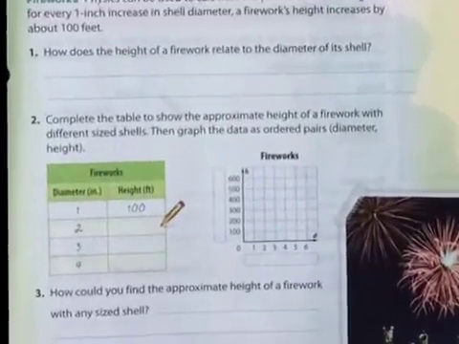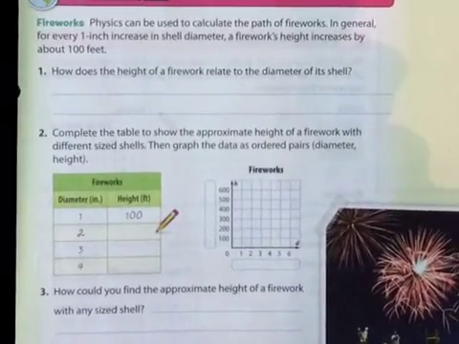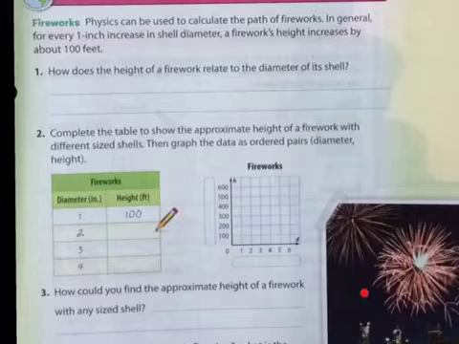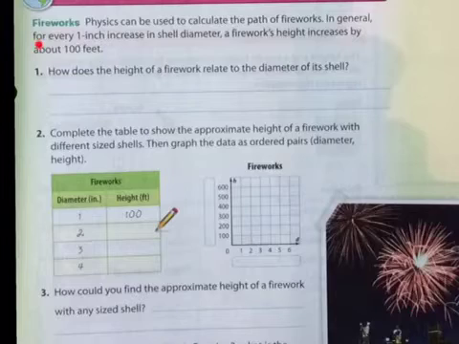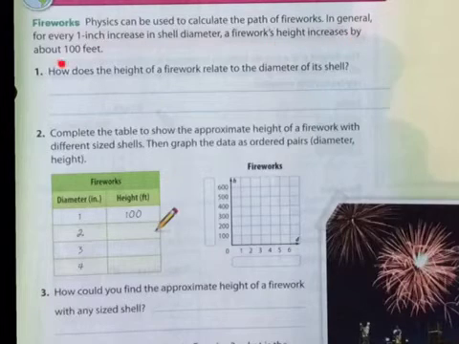Now let's make the real world link. Okay, so let's go down here and read about fireworks that we have right here. Physics can be used to calculate the path of fireworks. In general, for every 1 inch increase in shell diameter, a firework's height increases by about 100 feet. So 1 inch will increase the flight by 100 feet.